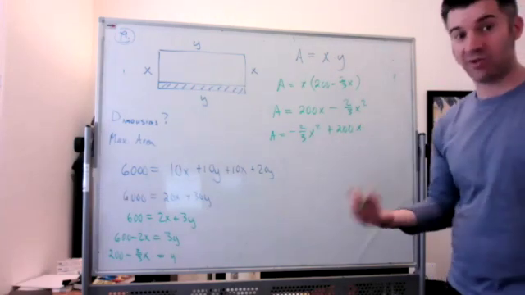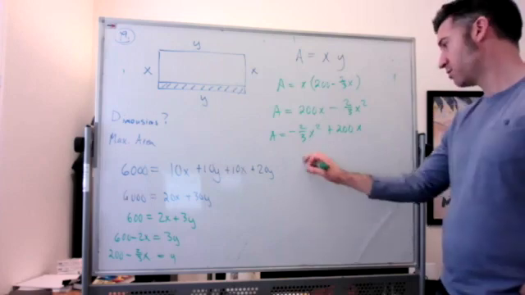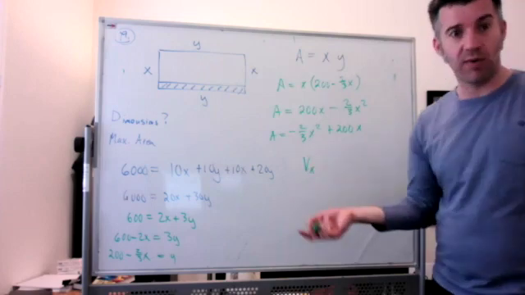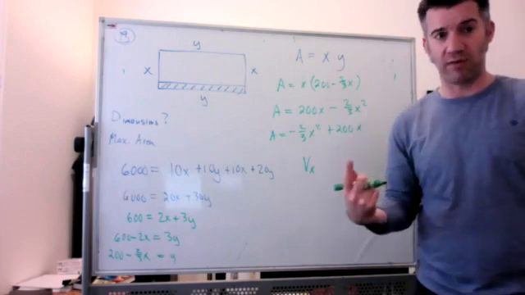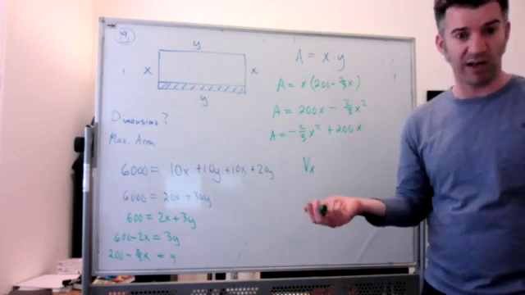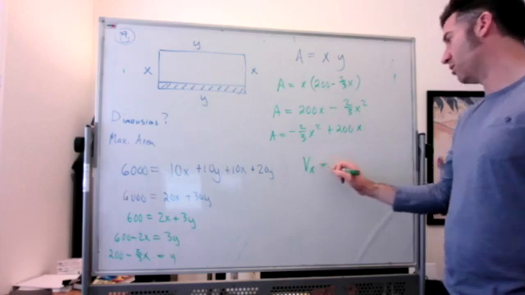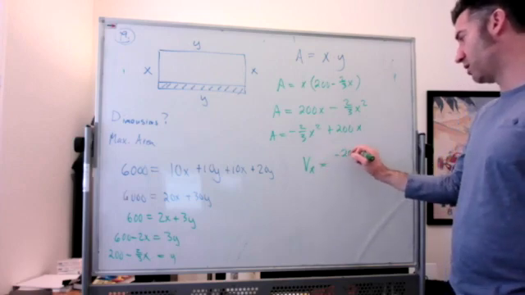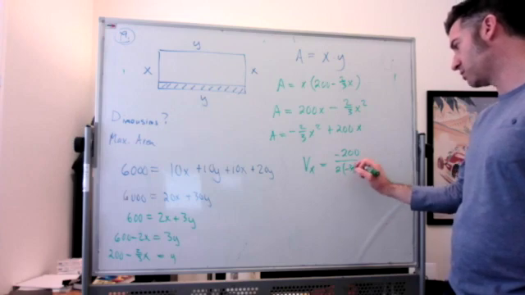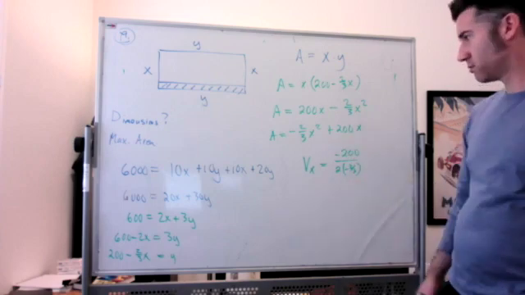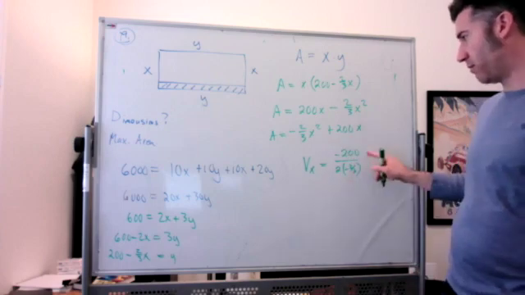Let's find the X coordinate of the vertex. I really should say the first coordinate. So if you used Y's here instead, you'd still be finding the first coordinate of the vertex. It's just going to be your Y value instead of your X value. So let's see, it's going to be negative 200 over 2 times negative 2/3. Right, negative B over 2A.